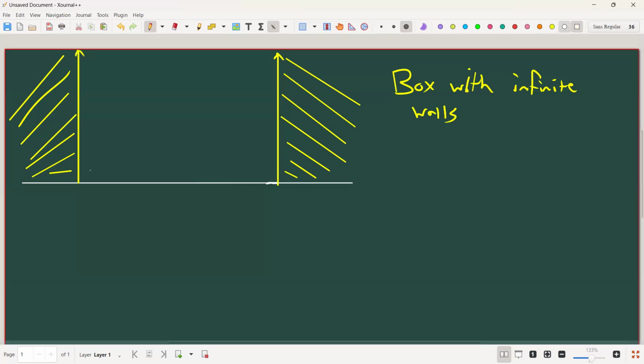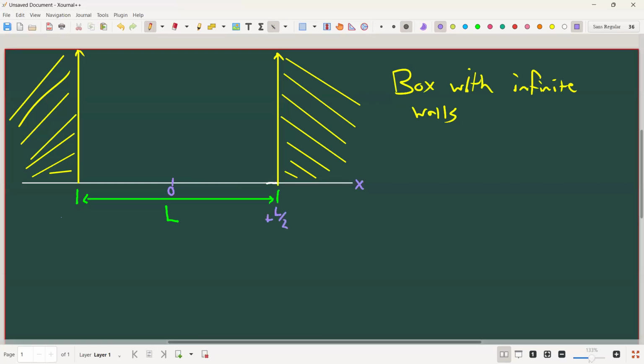And we're going to say that the box is of length L. So the distance between each of the walls is length L. And then, just to have a coordinate system, we're going to put 0 in the middle. So x equals 0 is right here, right in the middle. That means that the right wall is at L over 2, and the other wall is at minus L over 2. Pretty straightforward way to set up this plot.